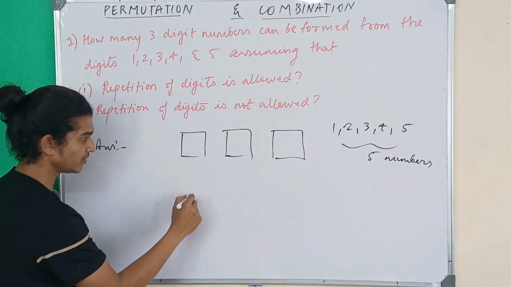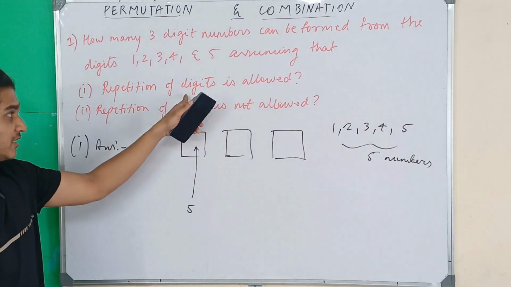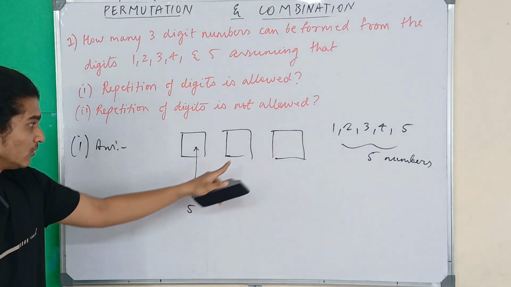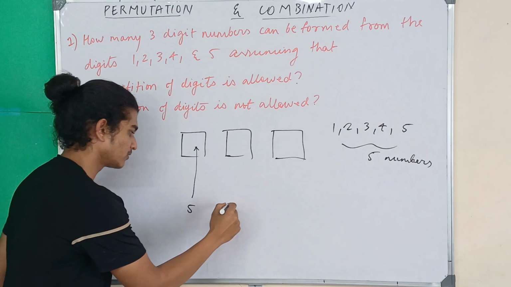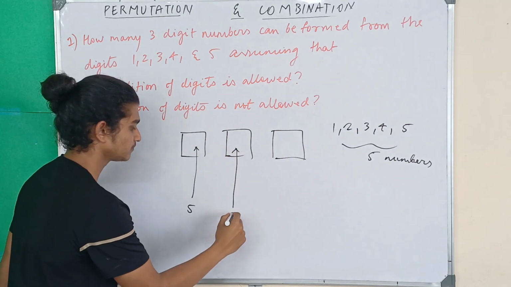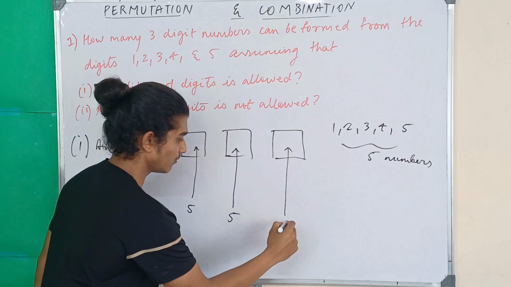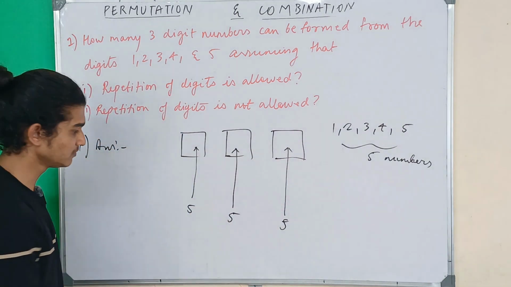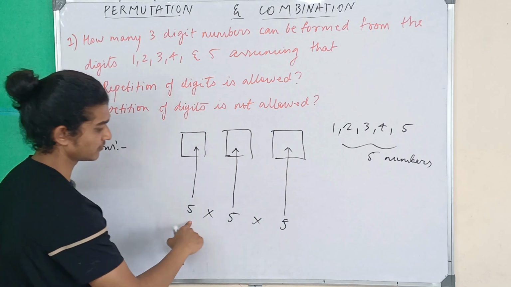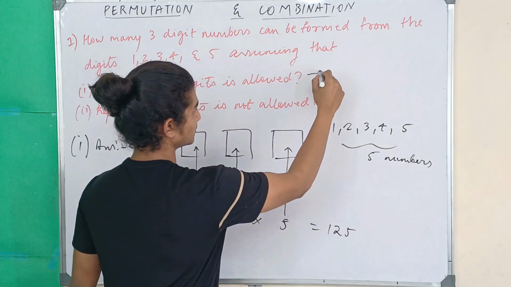So you can put 5 numbers in this box, 5 numbers in this box. And since repetition is allowed, I can take all those 5 numbers and put everything in the second digit also. So I'm going to put all the 5 digits here, and I'm going to do the same here. So I can apply all the 5 numbers in every single box. So what are the number of outcomes? I just have to multiply all this. So 5 into 5 into 5 is 125. So the answer for this is 125.